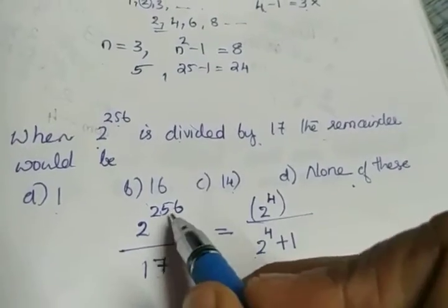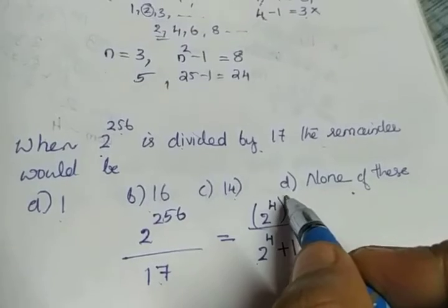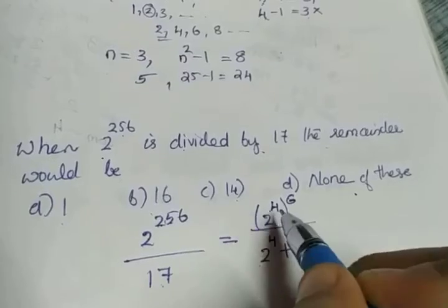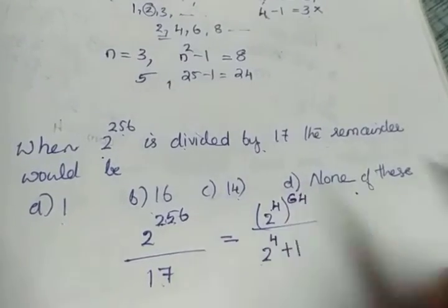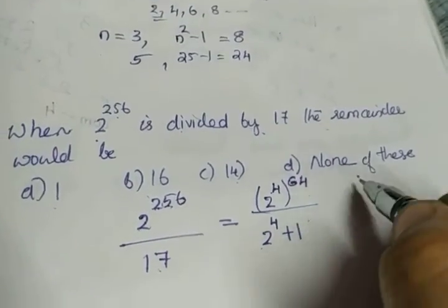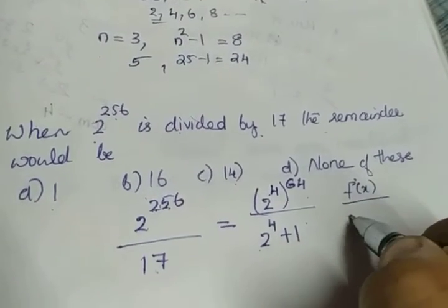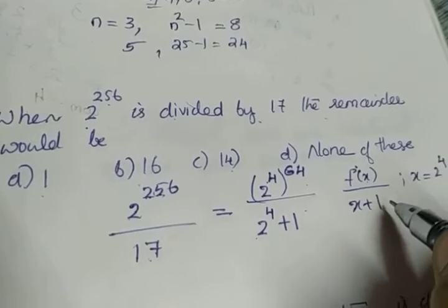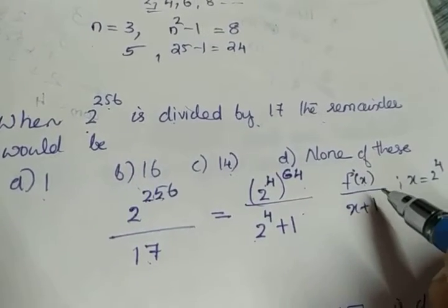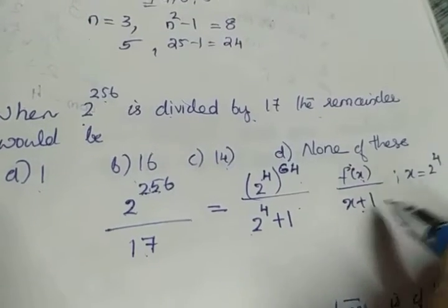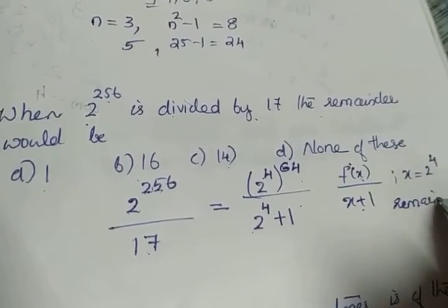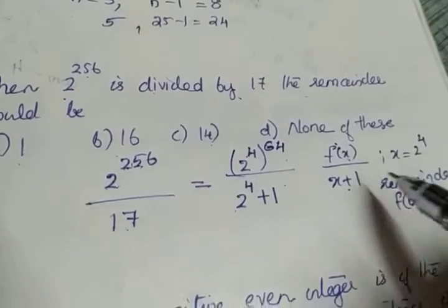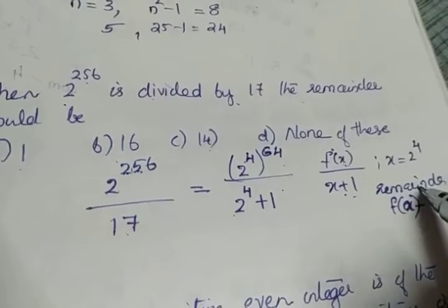What about 2 raised to 4 whole raised to? To find this number, just divide 256 by 4. 6 times 4 gives you 24 and 4 times 4 gives you 16, so 64. And now this is of the form f of x by x plus 1. What is x? x will be equal to 2 raised to 4. And we have a theorem stating that if f of x is divided by x plus a, the remainder will be f of minus a.